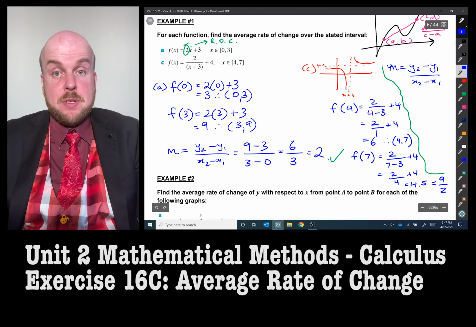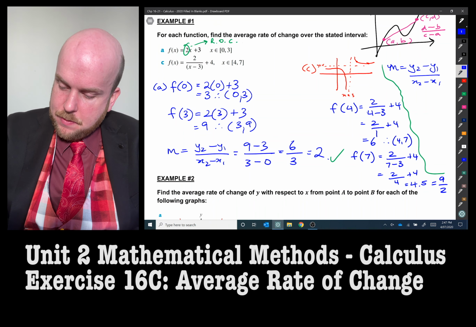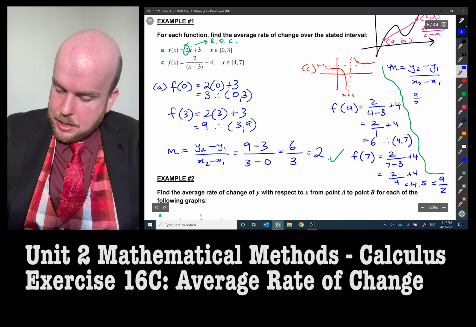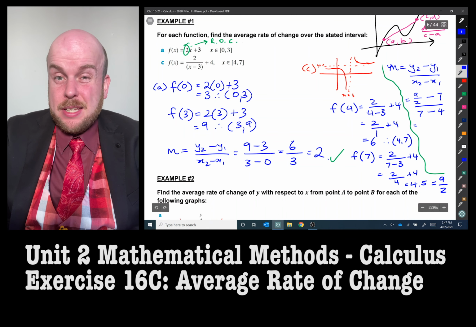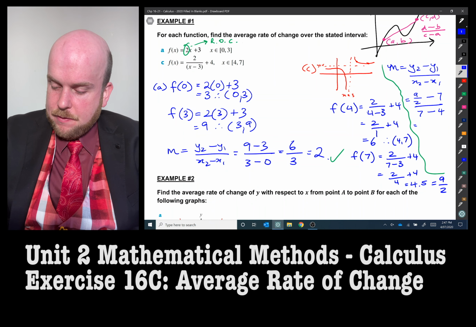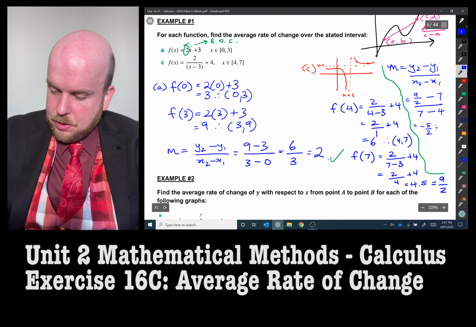So now it's time to go and do the division. So we've got 9 over 2, take away 7 over... what's the x values? 7 take away 4. So 9 over 2 take away 7. So 7 is going to be 14 over 2. So it's going to be negative 5 over 2 divided by 7 take away 4, which is equal to 3.